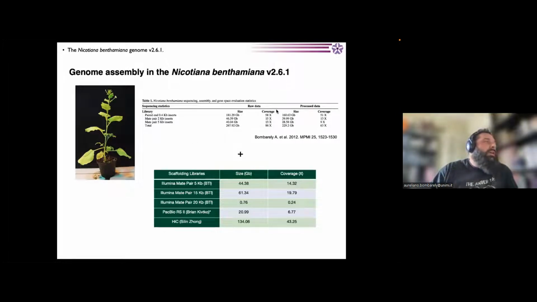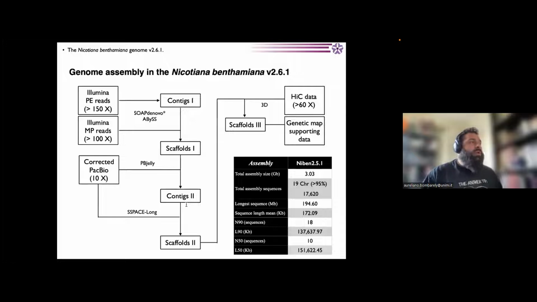So over the genome that we had in 2012, we have added more Illumina libraries. Also, we added some old PacBio sequencing that Professor Brian Kipko sent us, and Celine Song sent us some Hi-C data that we used. When we used everything together, we produced a first assembly with Illumina data, then we filled the scaffolds with PacBio, and then we did another rescaffolding of the contigs. And finally, we used this Hi-C data to do an extra round of scaffolding that was great because we were able to put more or less everything in chromosomes.